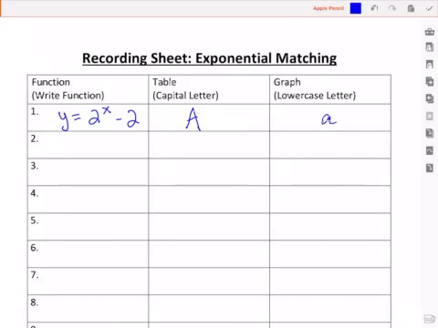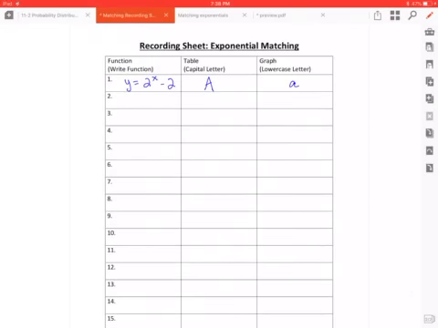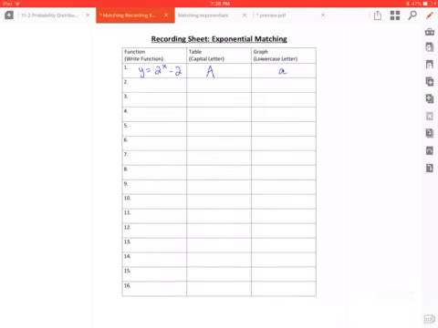Okay, so this one just happened to be capital A and then lowercase a there. That's not always going to be the case. I did mix these up some, so don't just follow this. Don't think it's B and then B and stuff like that, okay? So you're just going to find the table and find the graph. You can work together. Do not use a calculator. You're not going to need it. And just get it all filled in and turn it in before you leave today.